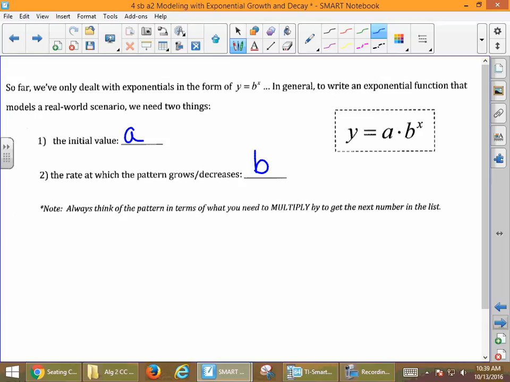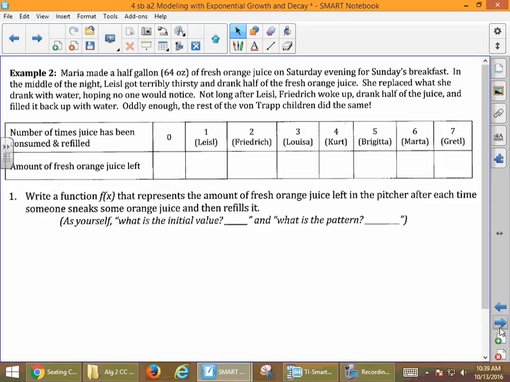Always think of the pattern in terms of what you need to multiply by to get the next number in the list. So even though we won't get completely finished here with this last example, I do want to try to get through at least one and maybe two. We'll see. I might be ambitious here.